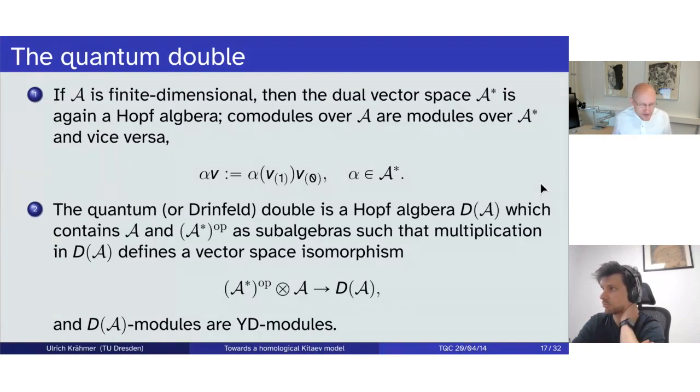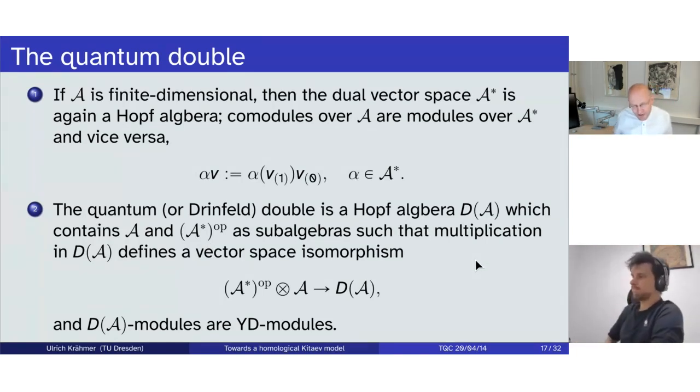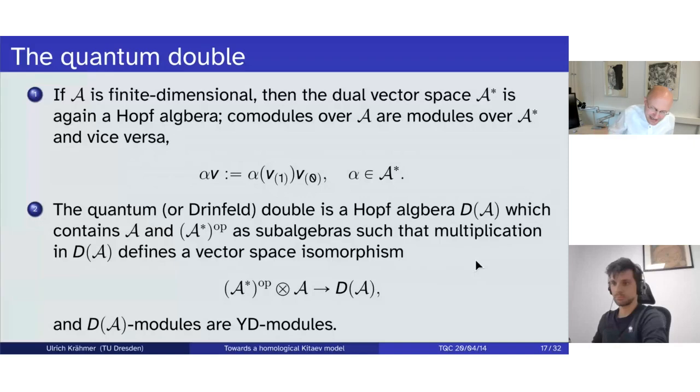So A star is a Hopf algebra. I can take the opposite algebra to fix this left-becomes-right. And so the Drinfeld double is a Hopf algebra which contains A star op and A as subalgebras. And this gives me an exact factorization of that algebra D(A). So the multiplication map from this vector space here is bijective.